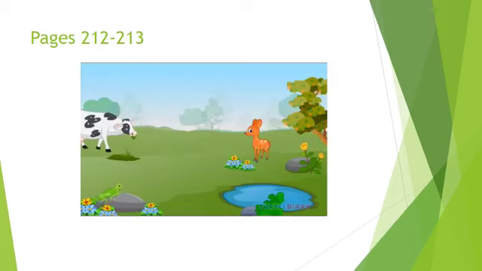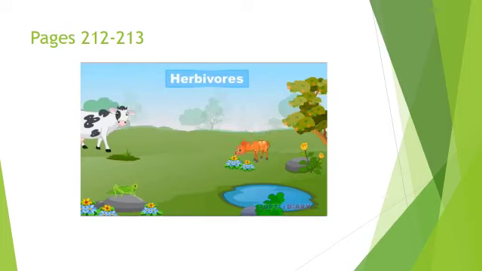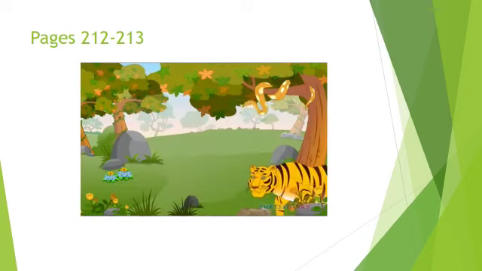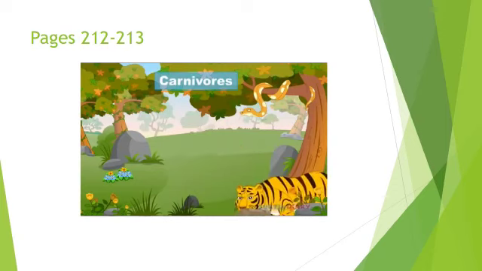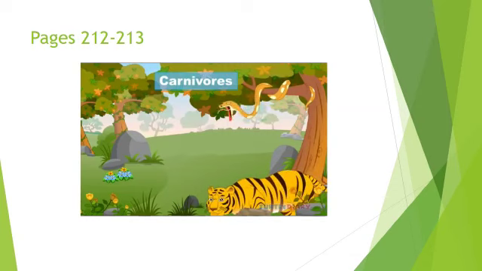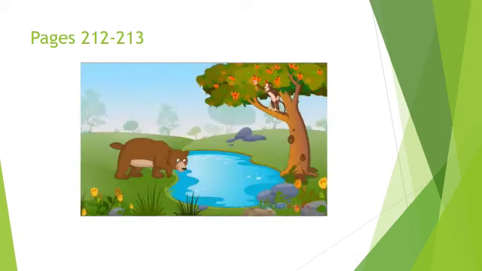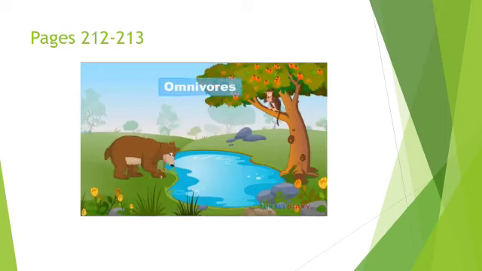Animals that eat only plants to get energy are called herbivores. For example, deers, cows, grasshoppers. Animals that eat only animals to get energy are called carnivores. For example, tigers, lions, snakes. Animals that eat both plants and animals to get energy are called omnivores. For example, monkeys and bears.